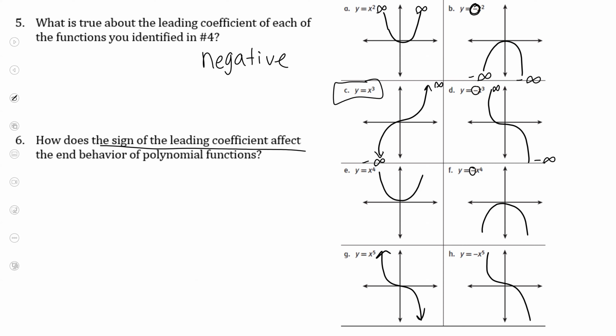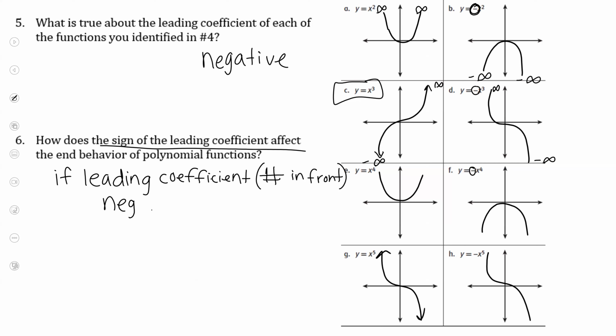Okay? So what you guys should be putting here is: if the leading coefficient, leading means the one in the front, coefficient, that's just a number. The leading coefficient is the number in front. That's what that means. If the number in front is negative, if the leading coefficient is negative, end behavior changes.